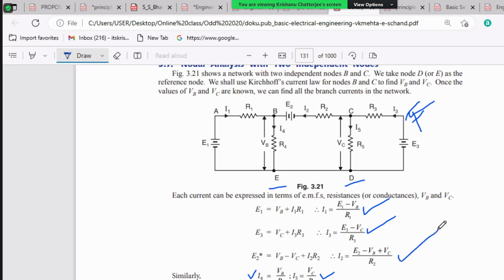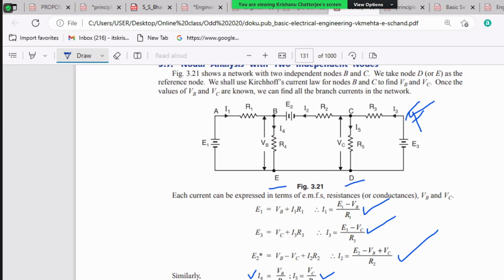Sir, I didn't understand I2, can you repeat it once? We are going from VC to VB, so VC minus VB, a simple thing, and we are going from negative to positive, so E2 will be added. If going from positive to negative, E2 will be subtracted. Okay sir. So it is written rearranged as E2 minus VB plus VC, by R2, and that equals I2.